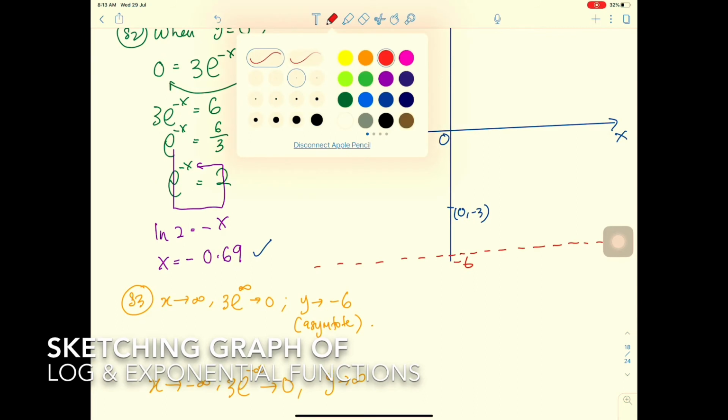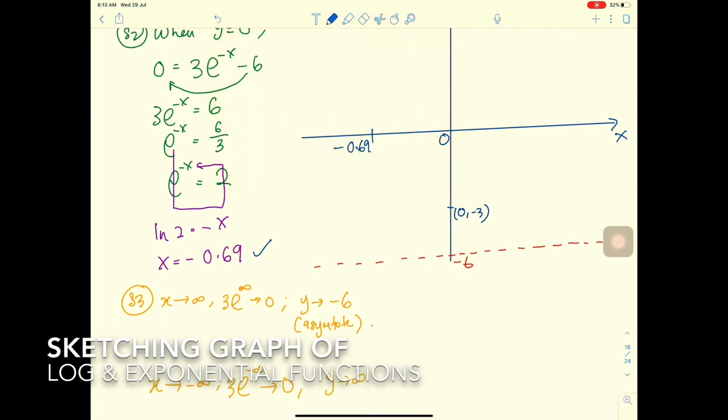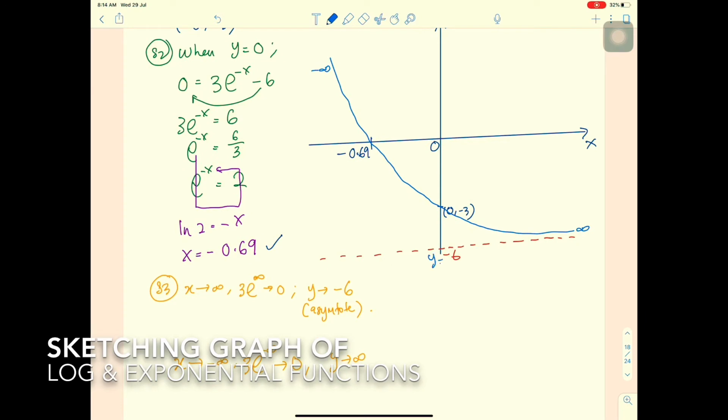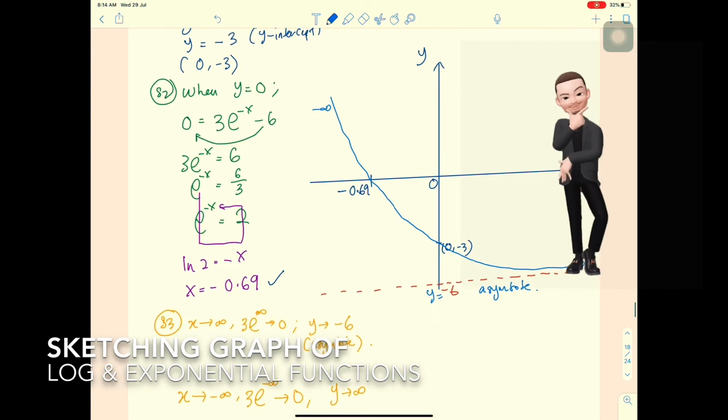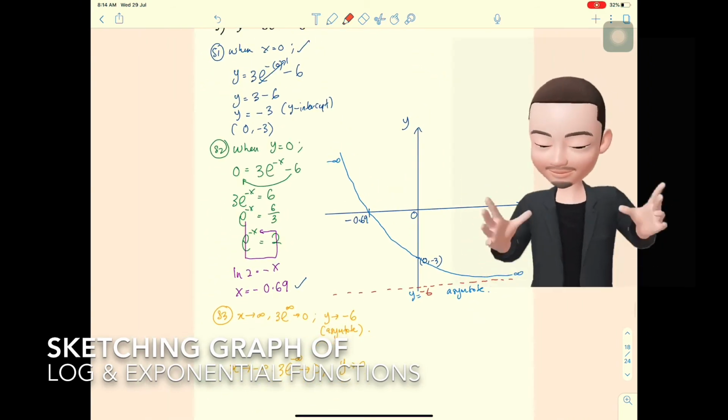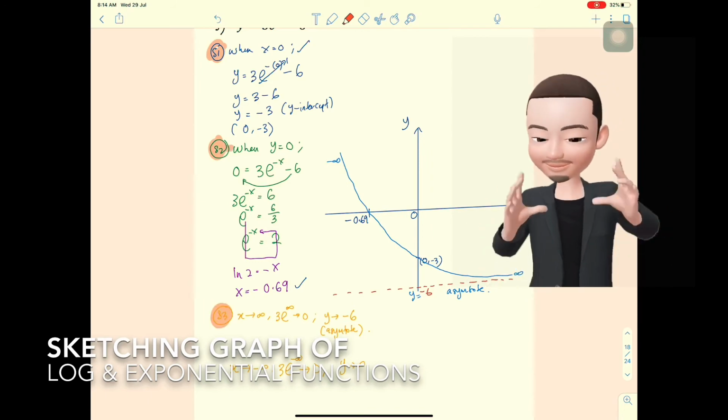And then sketch from negative infinity, passes through the value negative 0.69 and negative 3, and then the asymptote. Asymptote, infinity, and this is negative infinity. So y equals negative 6 is the asymptote. So this is how we sketch the graph by using step 1, step 2, and step 3.